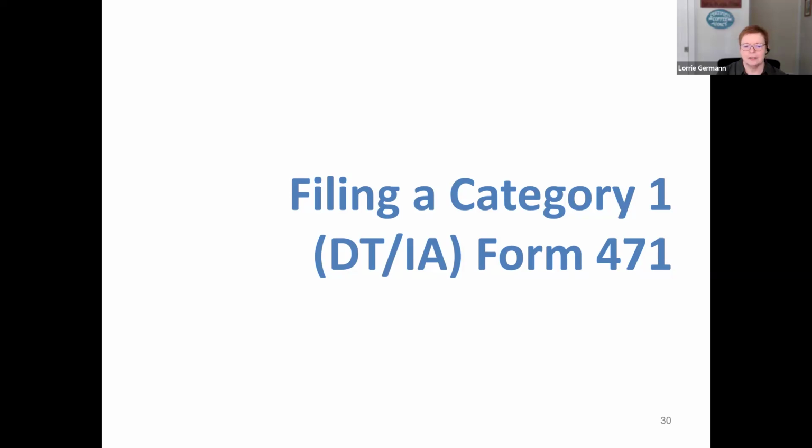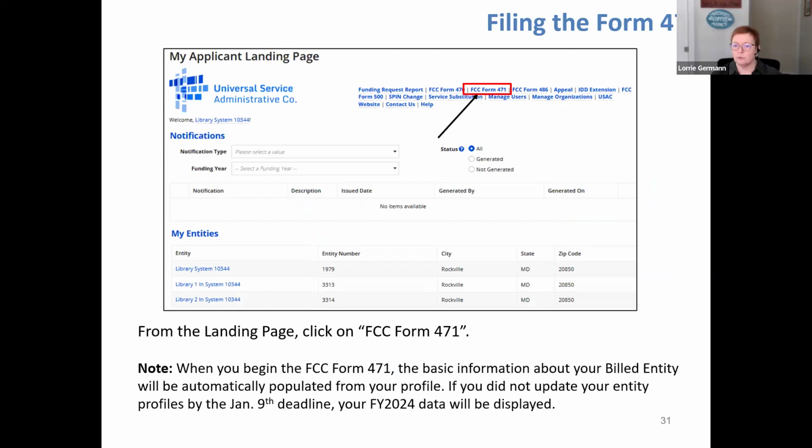Okay. So now let's talk about filing the 471 itself. Now we're going to start out looking at the traditional category 1, meaning the data transmission and internet access options. All right. And looking at if we have a brand new contract. Now, I mentioned about that admin window closing on January 9th. All right. So like I said, if you didn't update square footage or if the district hasn't updated the student enrollment and lunch information, everything from funding year 2024 will still be displayed.